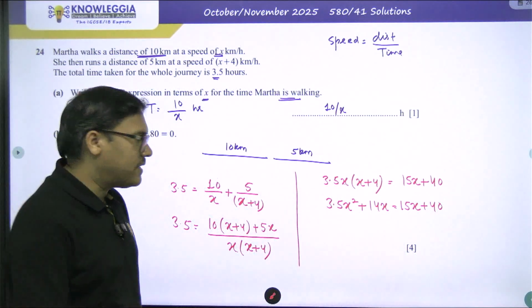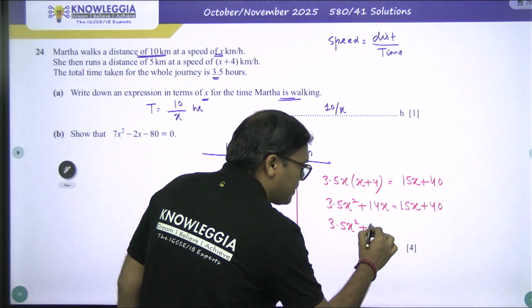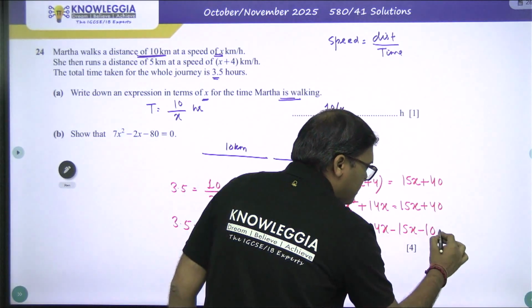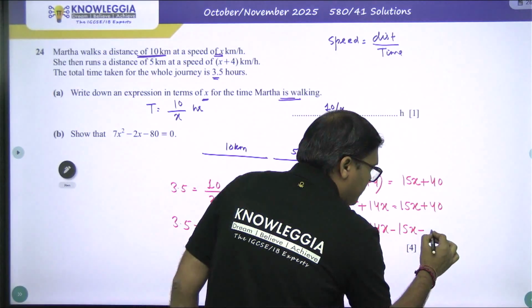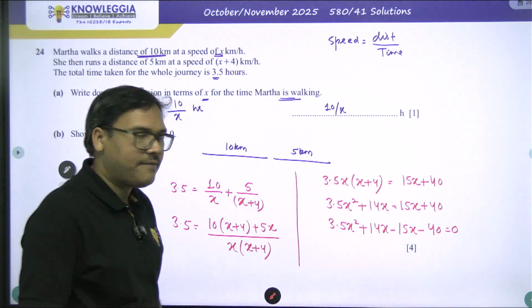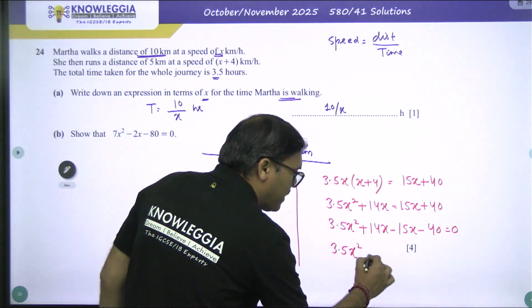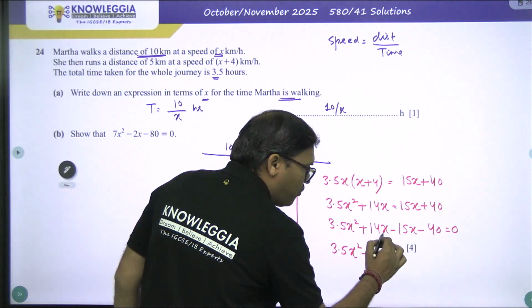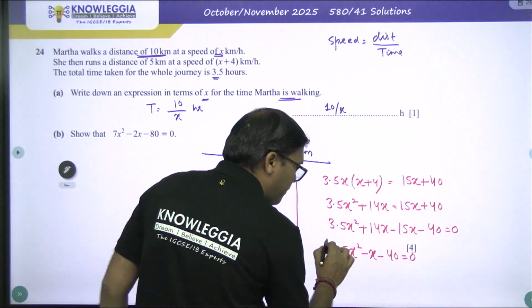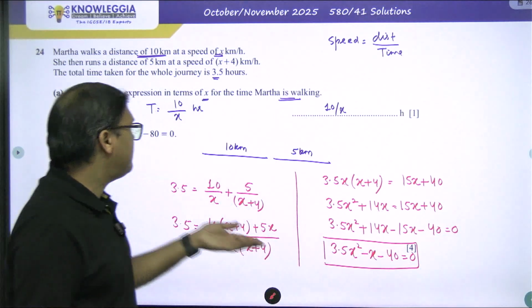Now rearrange the terms. You can clearly see this is 3.5 x square plus 14x minus 15x minus 40 is equal to 0. I have taken all these terms on this side, subtracting. What is this? This is 3.5 x square minus x, 14x minus 15x. This is minus 40 equal to 0. So this is the expression you got, but you have to express this in this form.